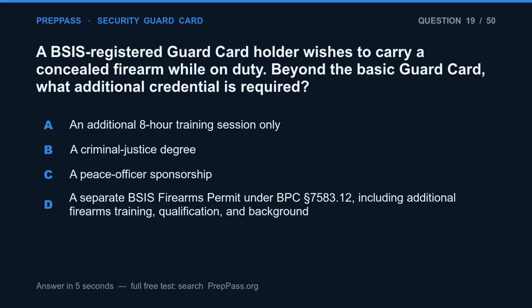Question 19. A BSIS registered guard card holder wishes to carry a concealed firearm while on duty. Beyond the basic guard card, what additional credential is required? A. An additional 8-hour training session only. B. A criminal justice degree. C. A peace officer sponsorship. D. A separate BSIS firearms permit under BPC Section 7583.12, including additional firearms training, qualification, and background.